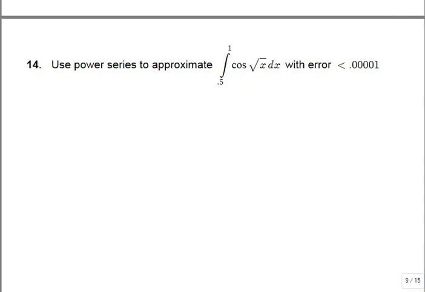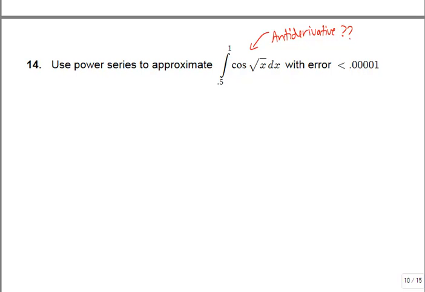All right, on the next example, we want to use a power series to approximate this integral from 0.5 to 1 of cosine square root of x dx with an error less than 0.00001. Now, this is going to be impossible to do using just normal antiderivatives. There is no known antiderivative of cosine square root of x. And you can try all different kinds of integration techniques, but there's not going to be anything out there that's going to be successful. So to actually compute this definite integral would normally be impossible.